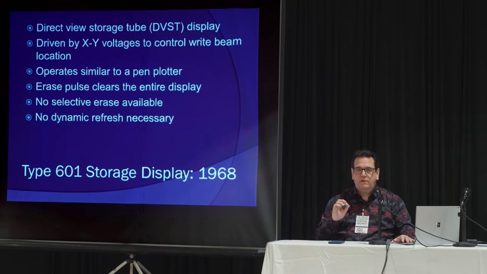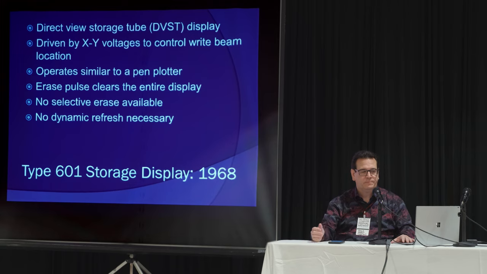If you need to draw disjointed segments, or lines that are not connected, then you can move the beam without drawing by reducing the amount of current that's applied to the electron beam. The beam is still there and you're deflecting it, but it's not powerful enough to write into the display surface.